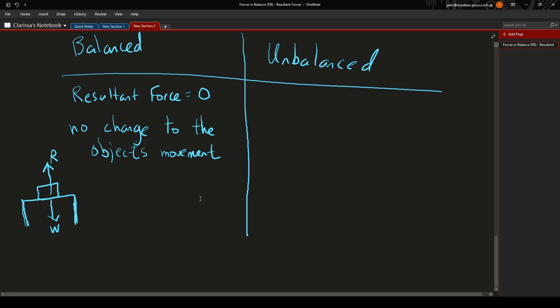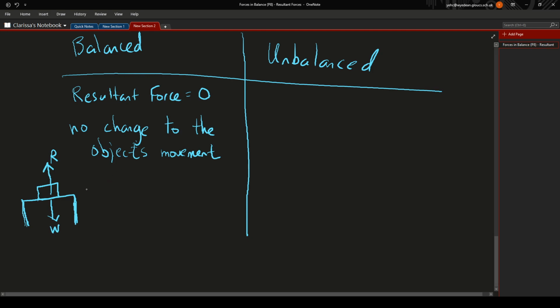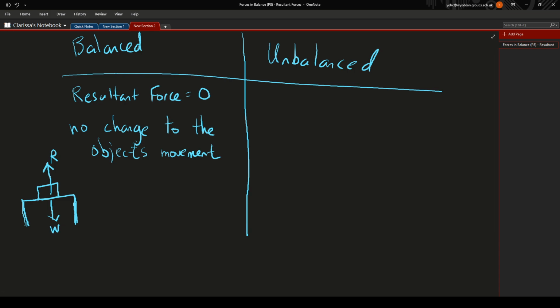Now, misconception, that obviously does not mean that there are no forces acting on the object. As we can see from our example here with the box on the table, there are forces acting on the object. There's weight and reaction, but all of the forces combined cancel each other out to make a resultant force of 0.